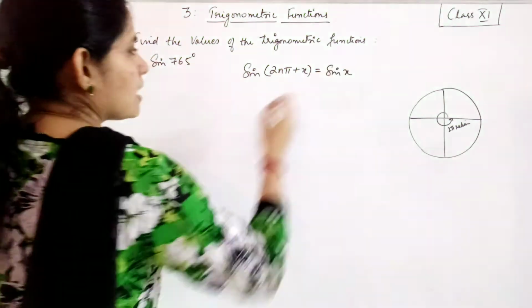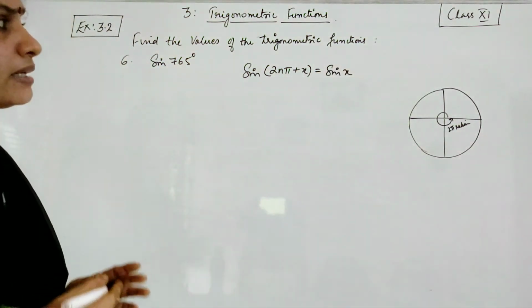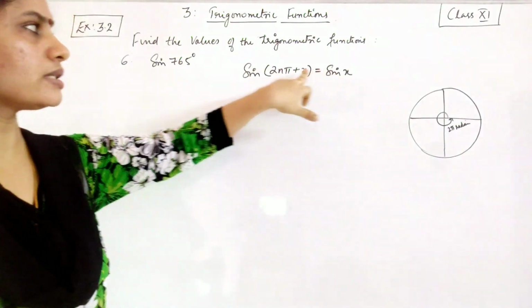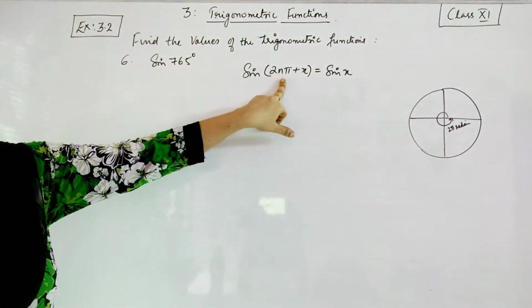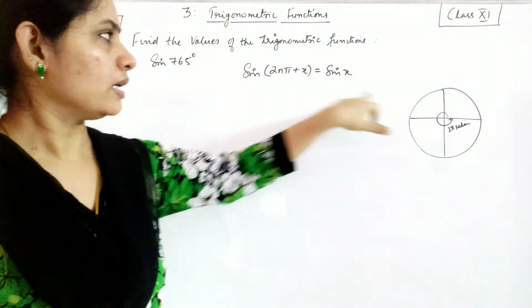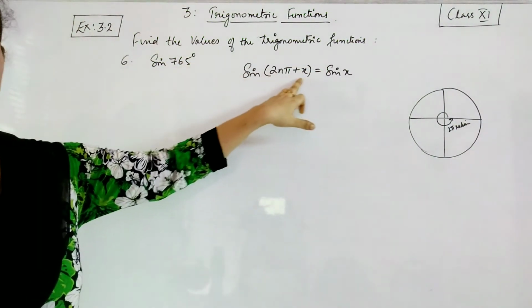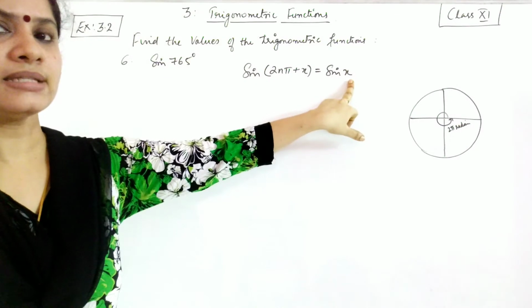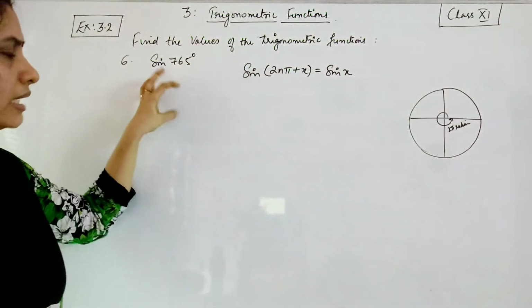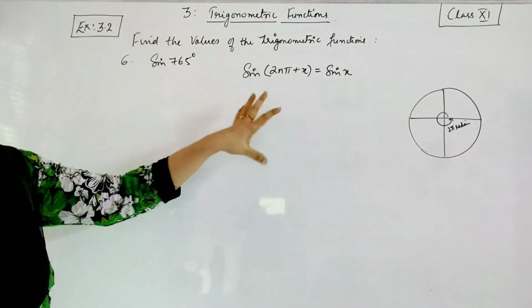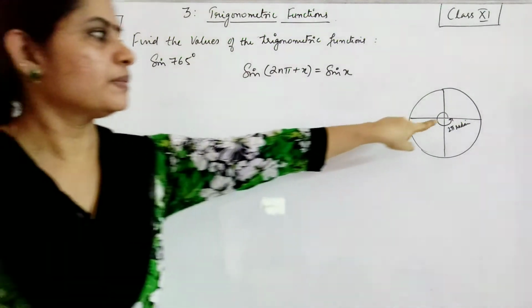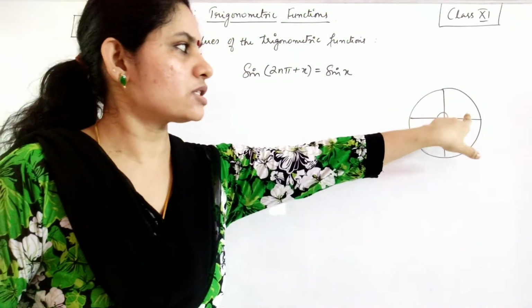That means after a complete revolution you will get the same value, or you can say that if it is a multiple of 2 pi, if you can rewrite the angle in terms of 2 pi into something plus x, that x will give you your sine. That means after every rotation it will reach the same point.